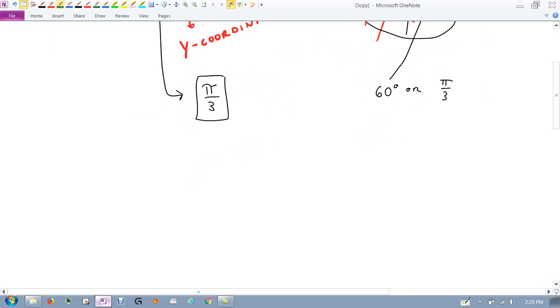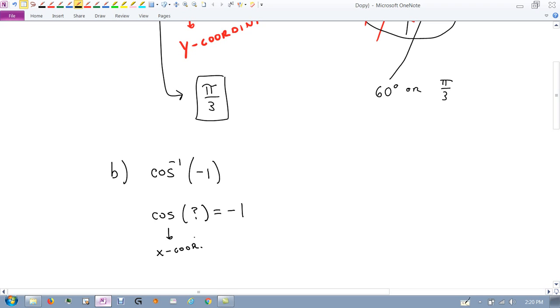Okay, moving on. Part B is asking for cosine inverse of -1. This is the same thing. It's wanting us to know about the unit circle. This is really saying, cosine of what angle is equal to -1. And the cosine is the x coordinate.